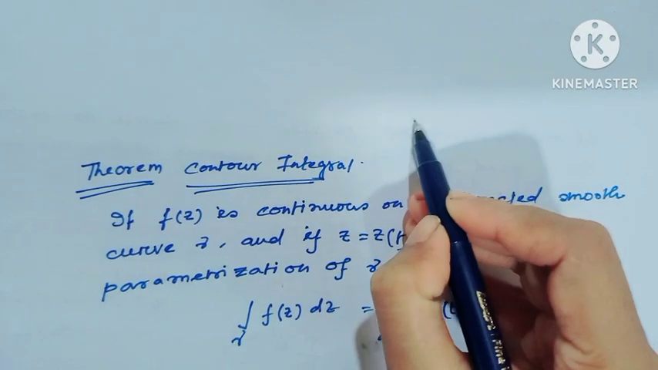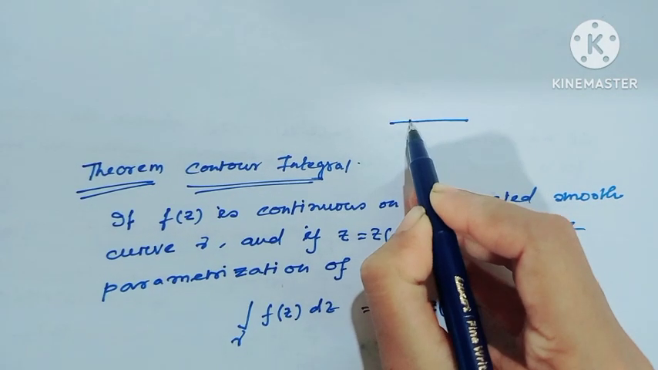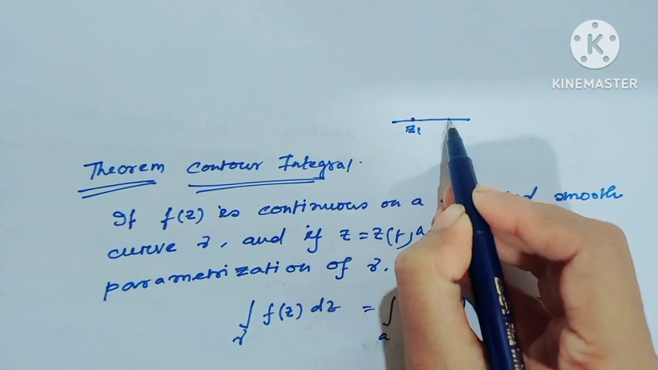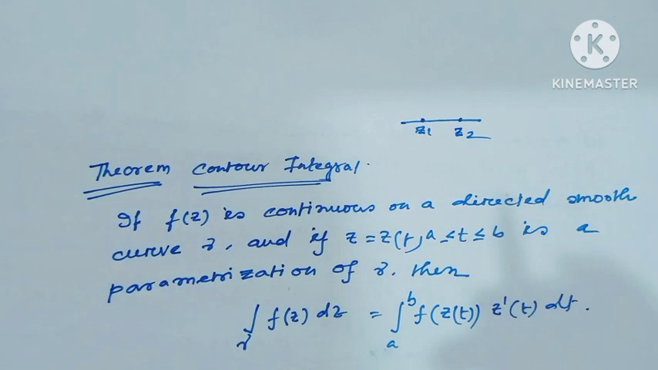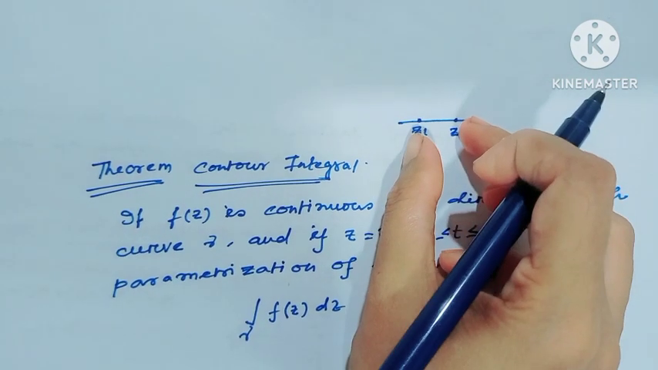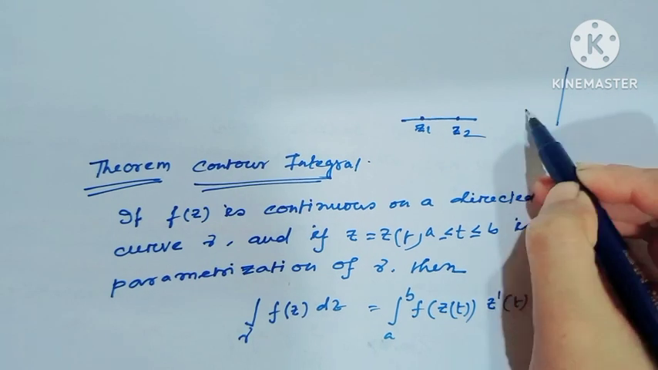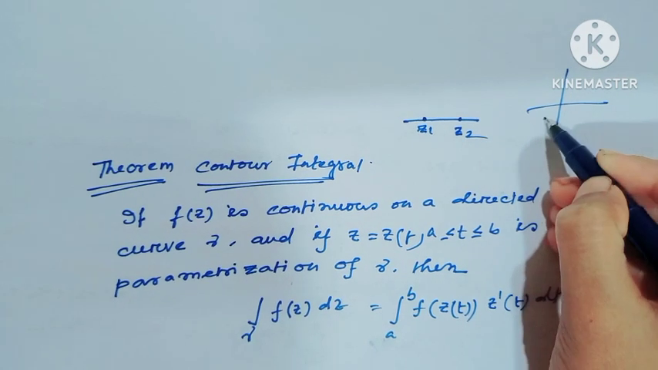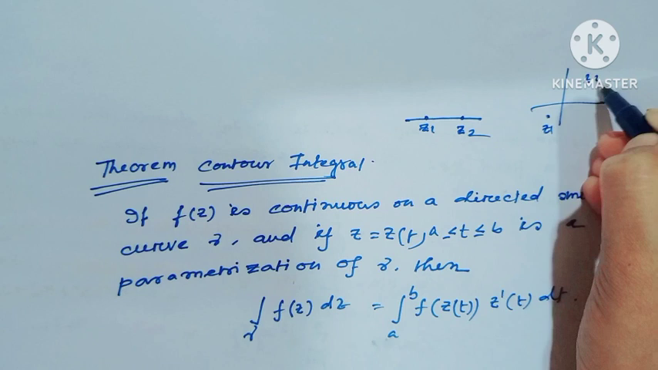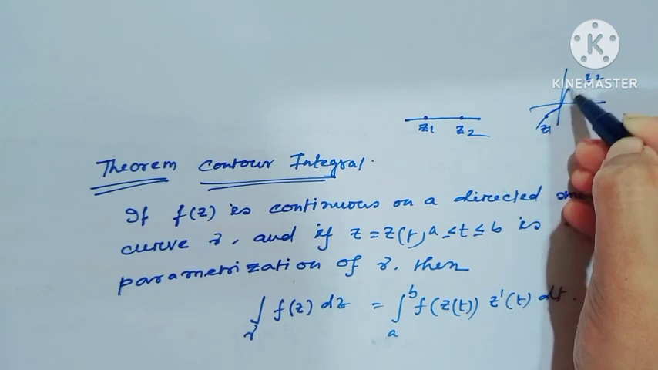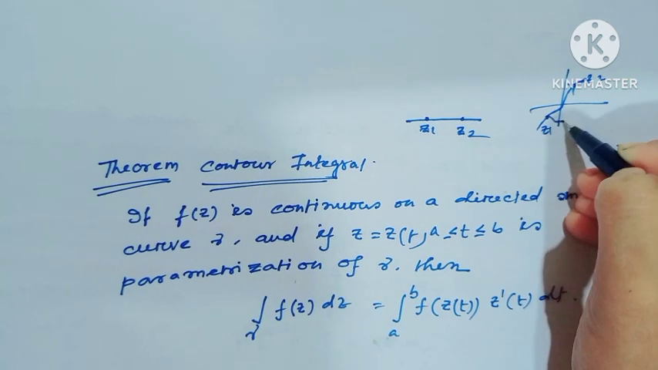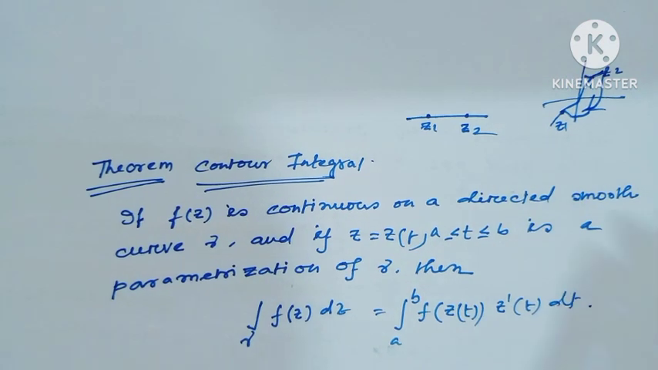Since in real analysis, here, if we consider z1 and z2, then this is the distance, but in complex analysis, if we consider z1 and z2, then this would be such a type of curve or such a type of curve.